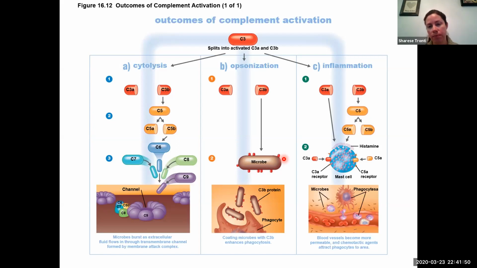And then inflammation is actually started by C3a directly, and C3b indirectly by activating C5 and C5a. So what I do want you to know is that C3a and C5a both serve to activate the mast cell, and mast cells produce histamine. Histamine is going to help to make the blood vessels even more permeable, and it's also going to serve as a chemokine.